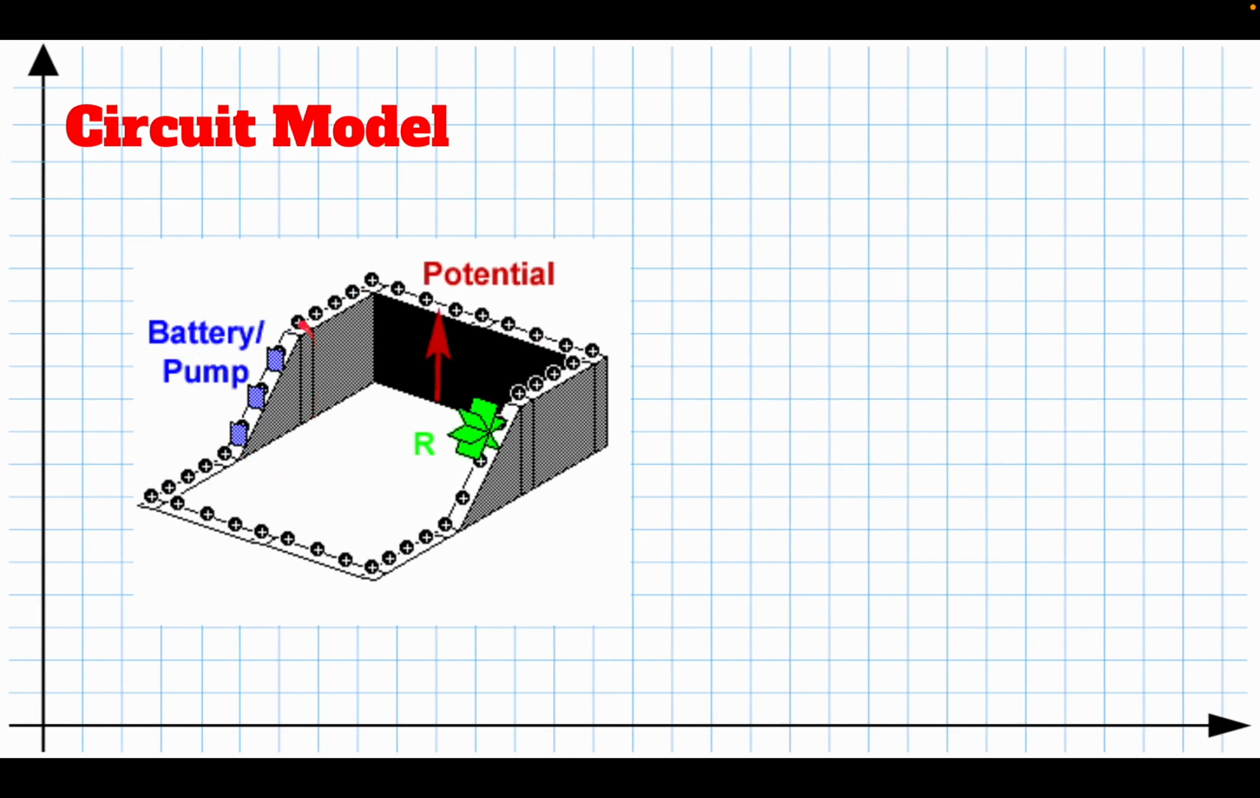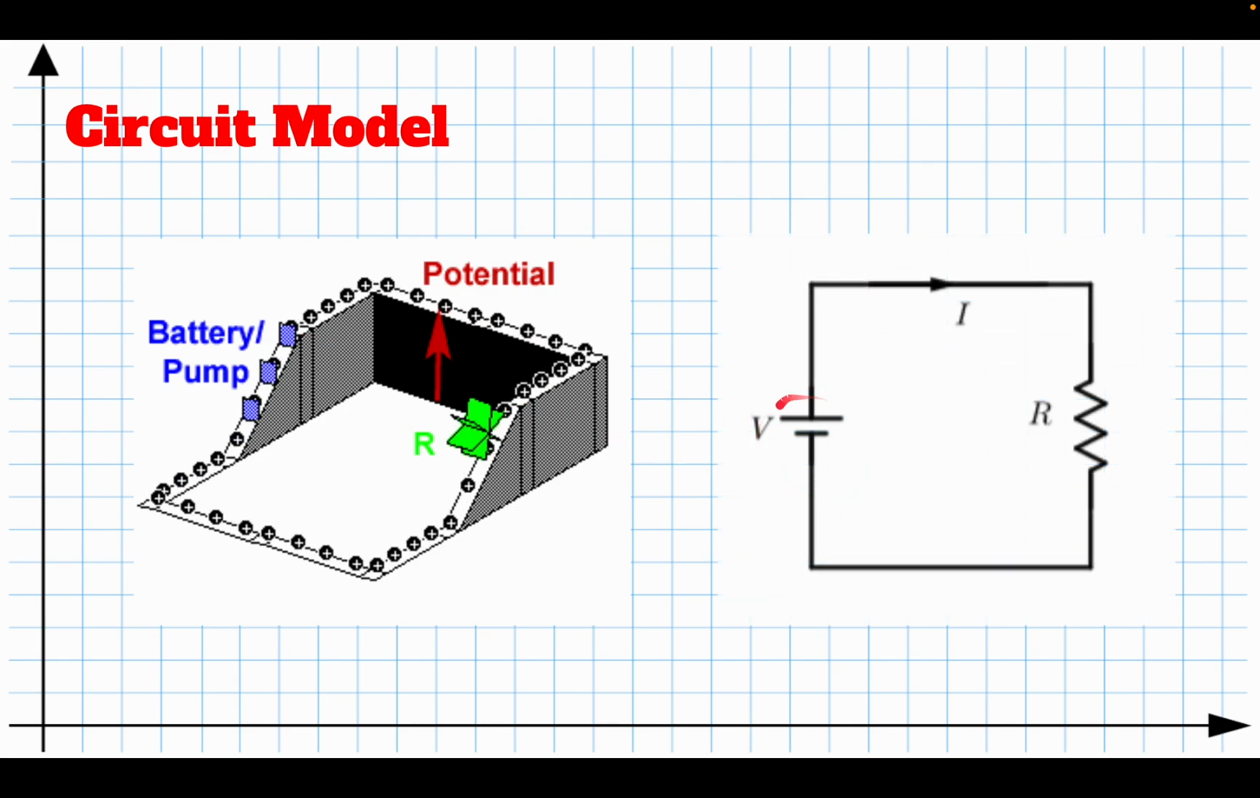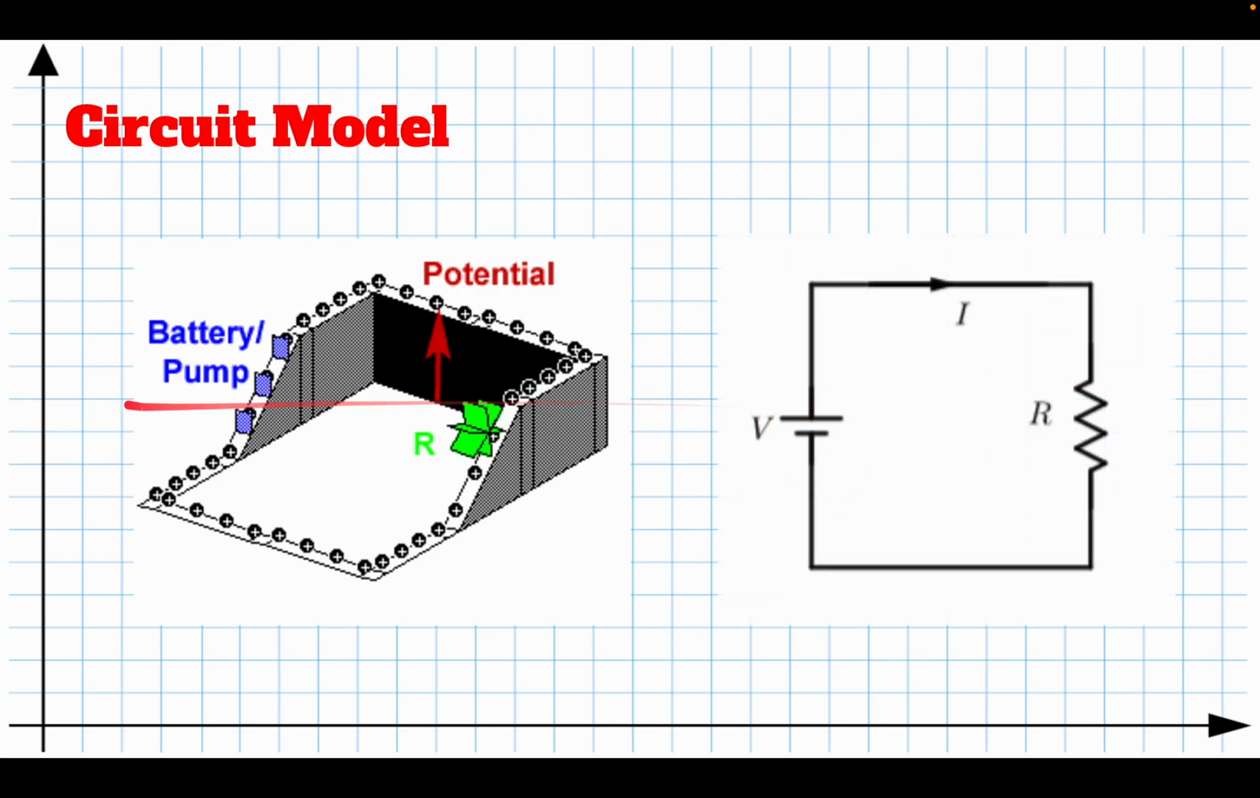Remember, a battery or a voltage source acts like an escalator. It adds energy to the charges. In this picture, it's adding potential energy due to gravity. In an electrical circuit, it adds potential energy due to the electric field. But either way, it adds energy.